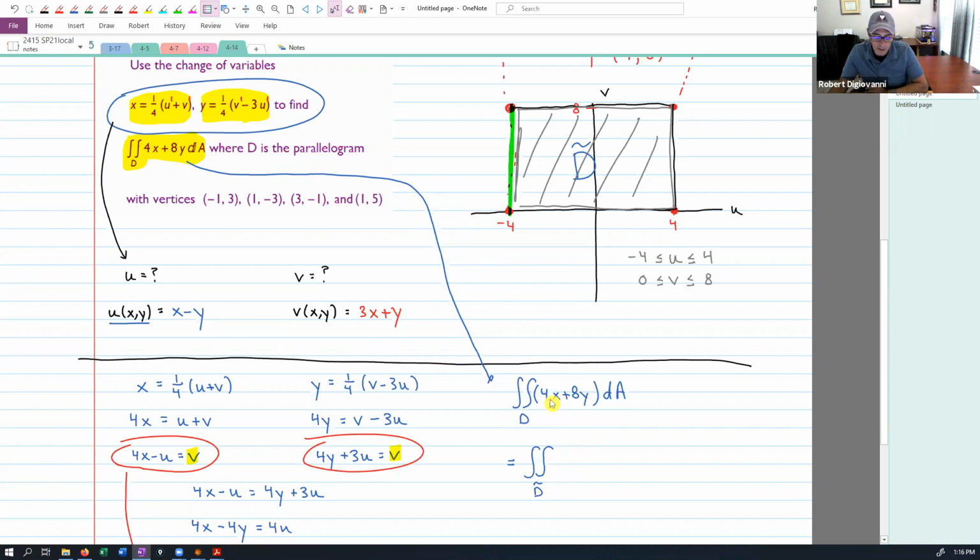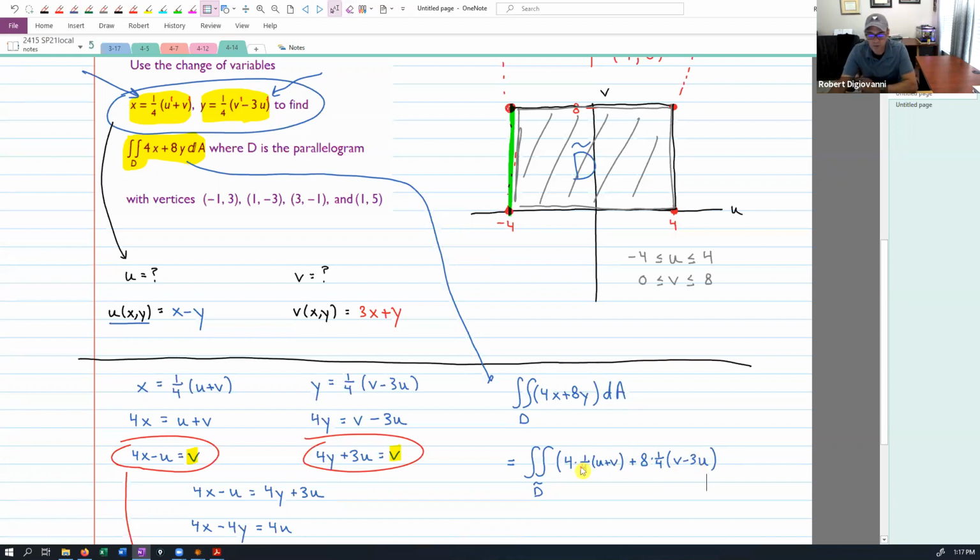And then what it'll be is 4 times x, but we can't put x there, right? Because we've switched everything over to u and v. So it's actually 4 times, well, what's x? Well, that was given to us, right? What we're going to change x into? X is 1/4 u plus v. So this is 1/4 times u plus v. And then plus 8 times y, but y was given to us up here to be 1/4 times v minus 3u. So this is going to be 1/4 times v minus 3u.